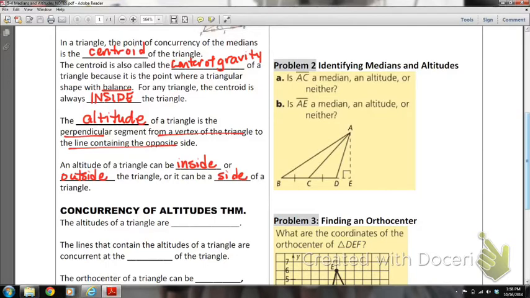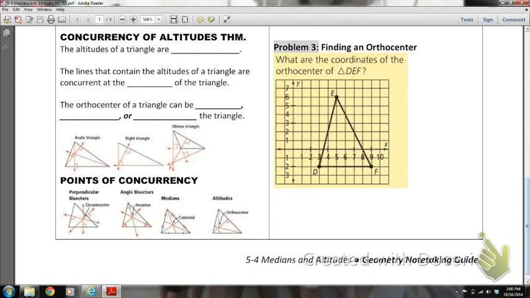Let's go over the next theorem. So the next theorem that we have is the concurrency of altitudes theorem. Remember, concurrency just means that it's two or more things that meet at the same place. So that means that the altitudes of a triangle are concurrent. They are going to meet at a point. So the lines that contain the altitudes of a triangle are concurrent at a point that's called an orthocenter.